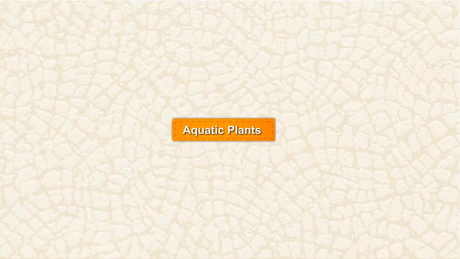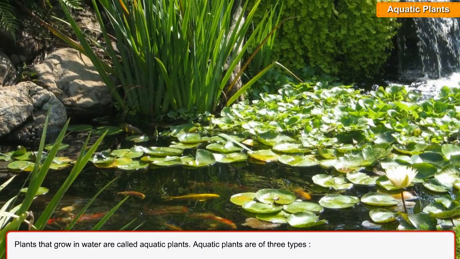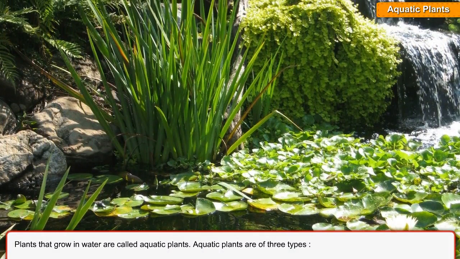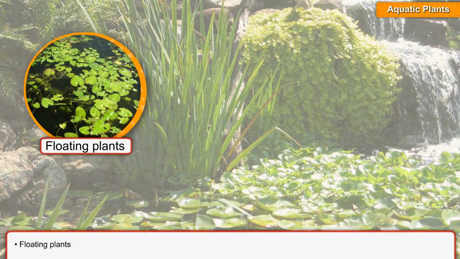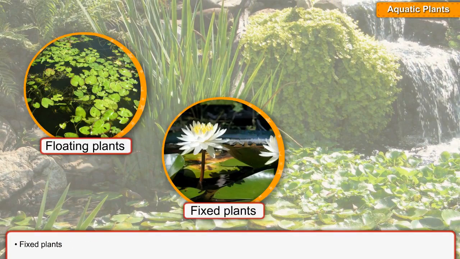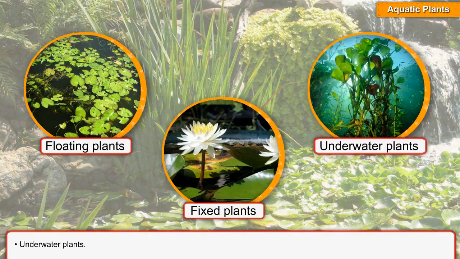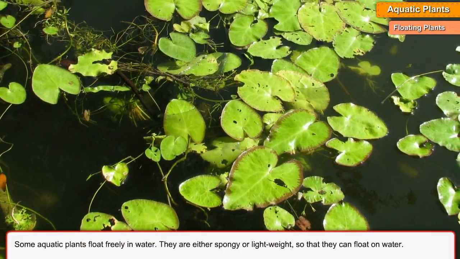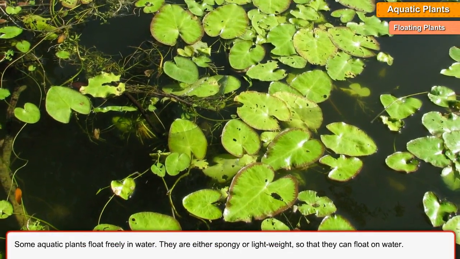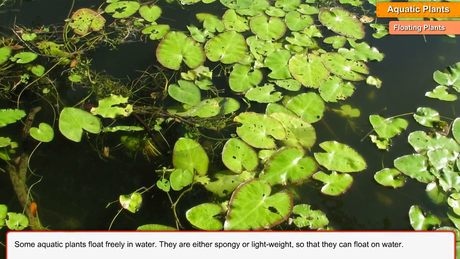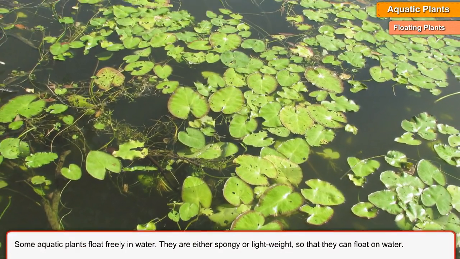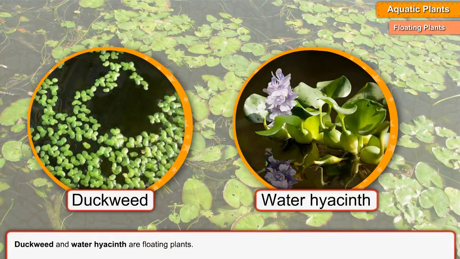Aquatic plants. Plants that grow in water are called aquatic plants. Aquatic plants are of three types: floating plants, fixed plants, and underwater plants. Floating plants. Some aquatic plants float freely in water. They are either spongy or lightweight so that they can float on water. Duckweed and water hyacinth are floating plants.